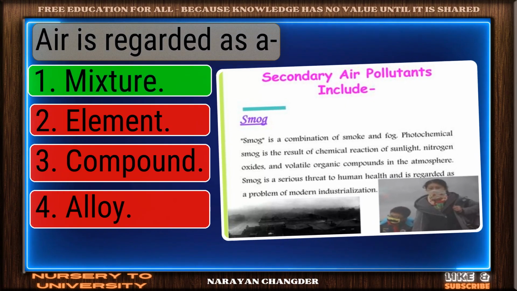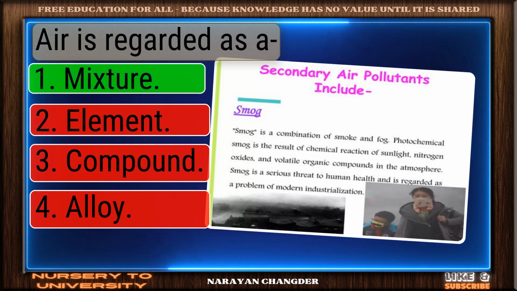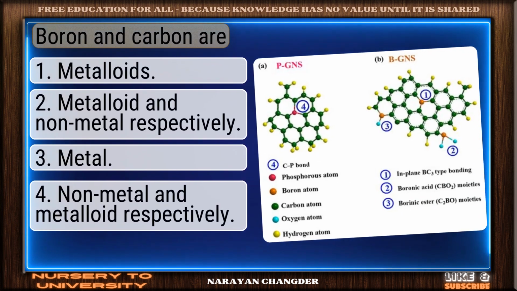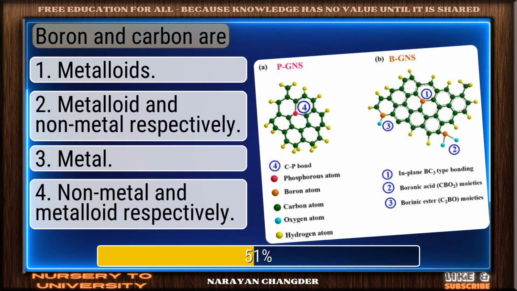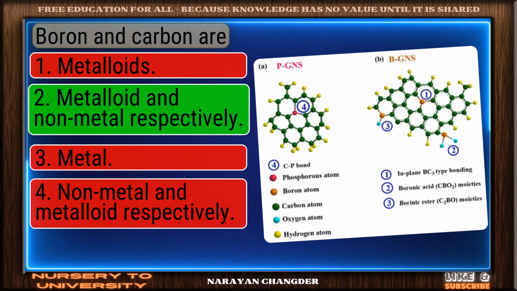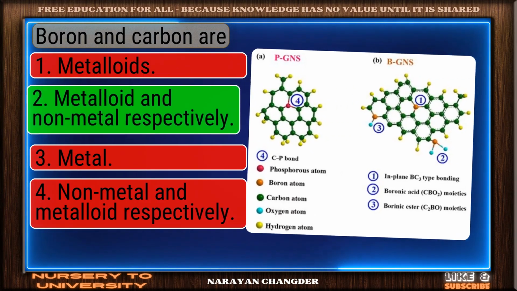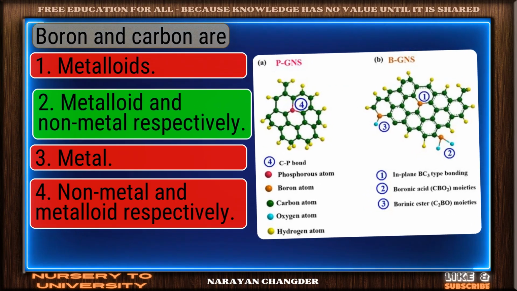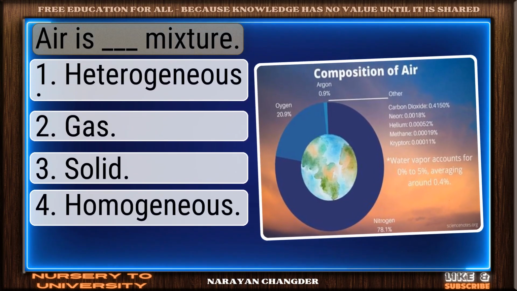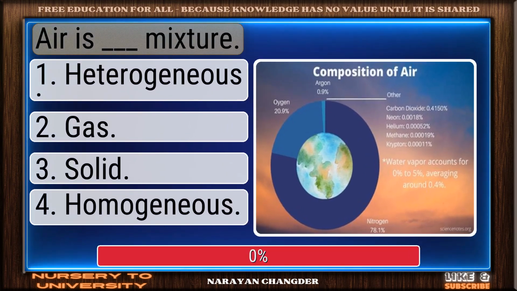Good thinking. Mixture is the right answer. Question number 287. Boron and carbon are. Correct response. Metalloid and non-metal respectively is the most accurate answer. Question number 288. Air is dash mixture.